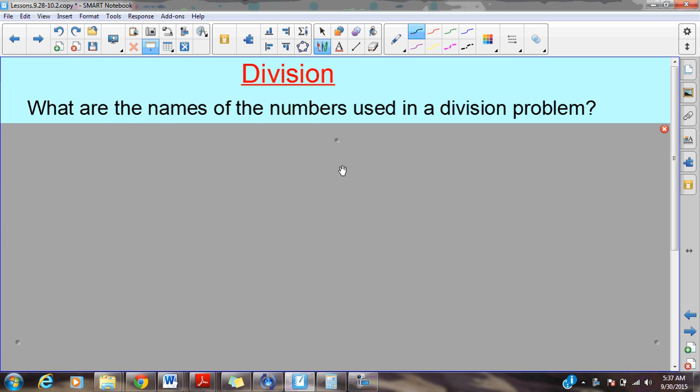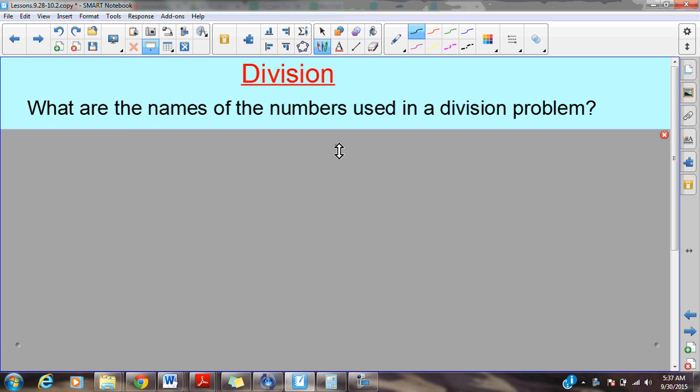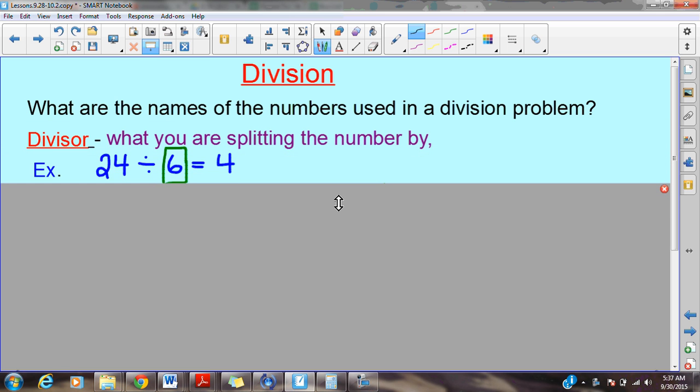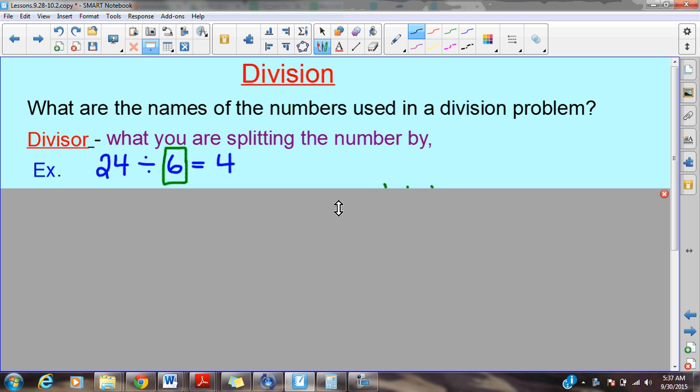Division. What are the names of the numbers used in a division problem? Well, the first thing, we have something called the divisor. The divisor is what you are splitting or dividing the number by. So an example of a divisor would be if I had the problem 24 divided by 6 equals 4. 6 would be considered the divisor because that's what you're dividing 24 by.